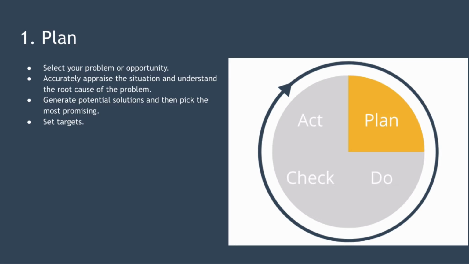And the solution you choose will often be on a very tiny scale. Remember, it's small, quick, incremental improvements that you're after. Finally, you should set some measurable targets or goals you hope to achieve from this iteration through the cycle.